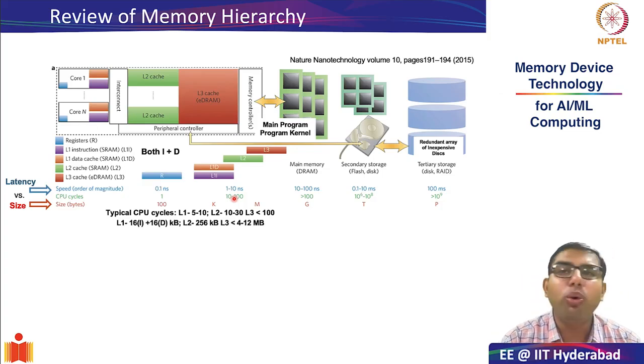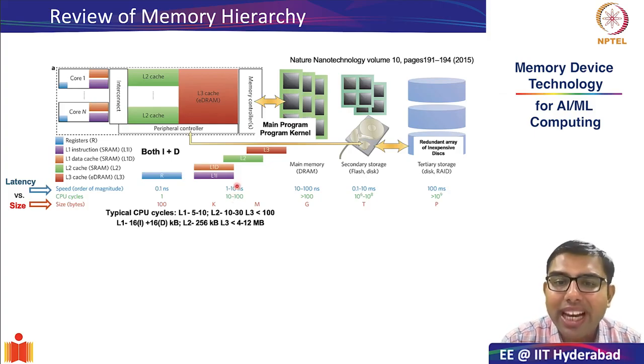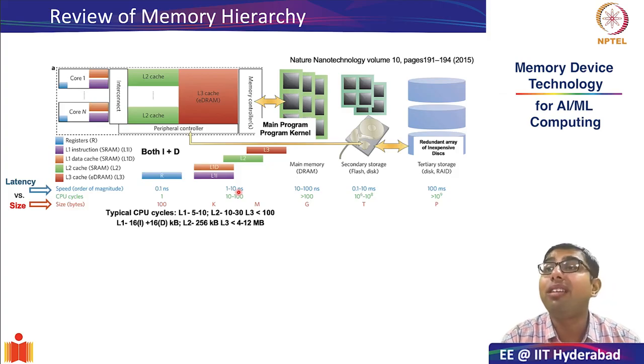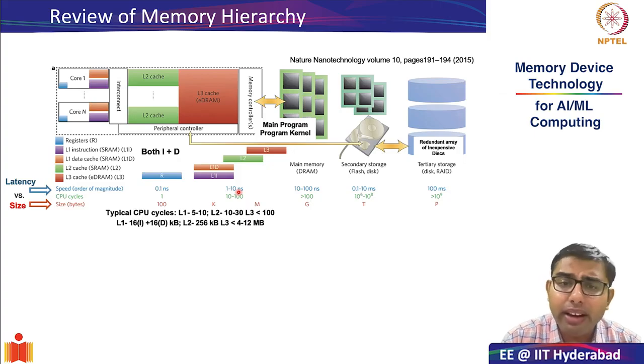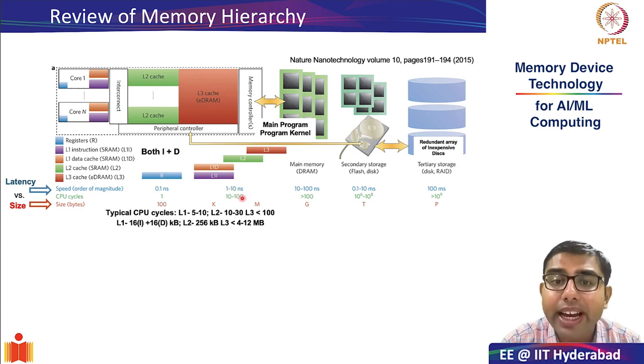Considering that nowadays these CPU subsystems run at a clock frequency of about 3 to 4 or 5 gigahertz, you can estimate that to retrieve data from L1, L2 caches, it takes roughly 10 to 100 clock cycles, which is indicated here in green.